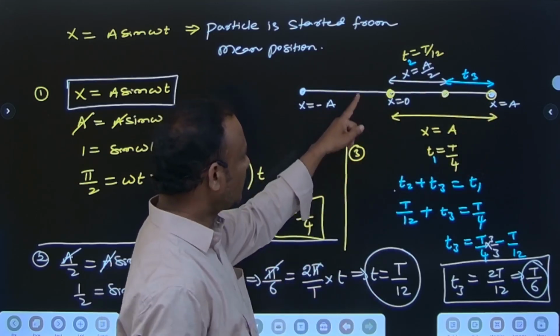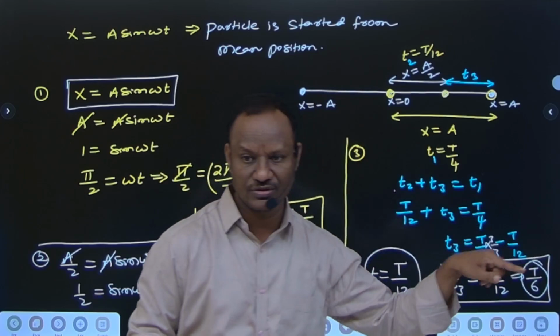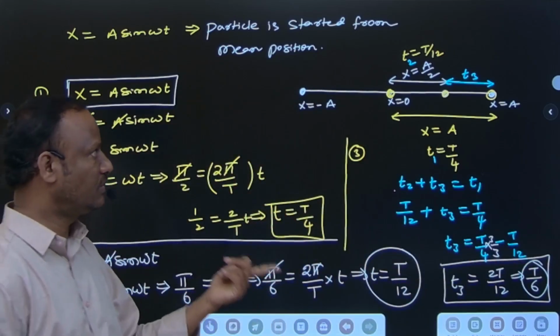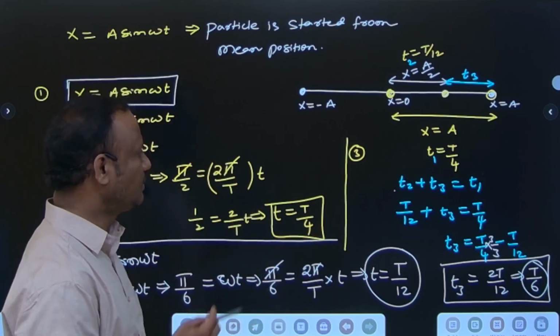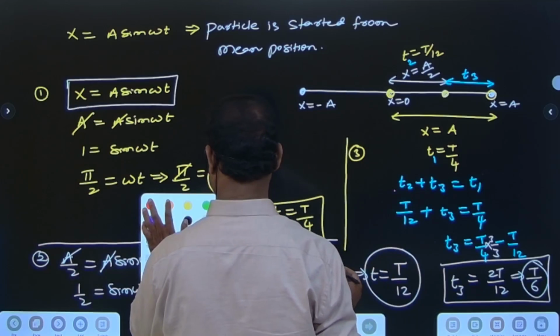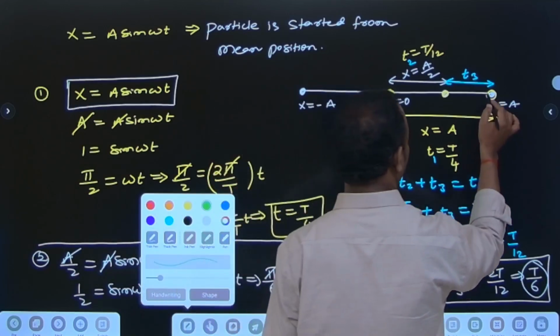Sir, if the particle started from mean, which formula do we have to use? Sine function. If the particle started from extreme position, which formula do we have to use? Cos function. Let me check on this one. Sir, the particle is started from this, okay, so the particle is started from here to here.